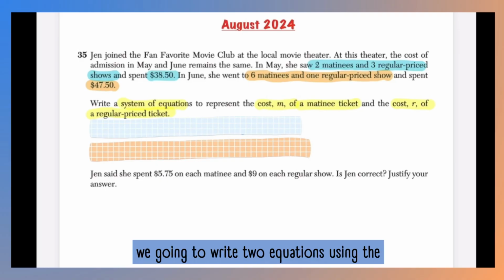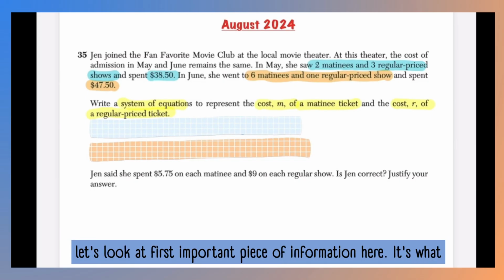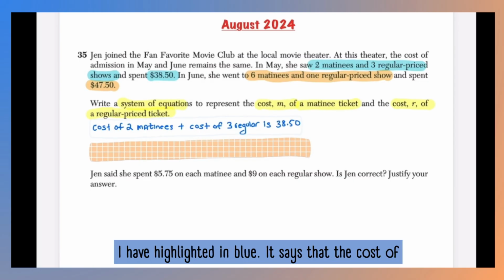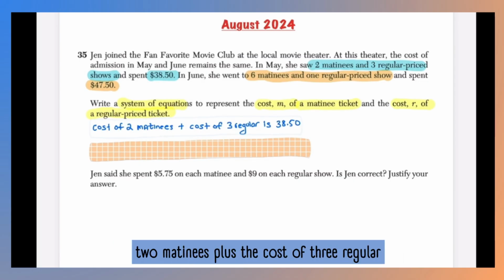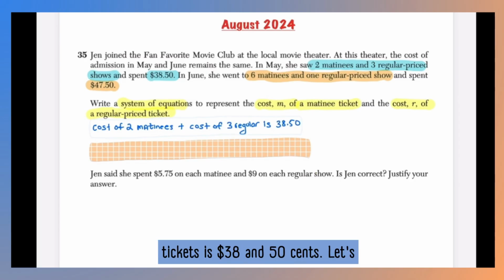So we are tasked with writing a system of equations. That means that we are going to write 2 equations using the 2 variables that they gave us, and we're going to translate the important information from that problem into math. So let's look at the first important piece of information here. It's what I have highlighted in blue. It says that the cost of 2 matinees plus the cost of 3 regular tickets is $38.50. Let's translate that into math.